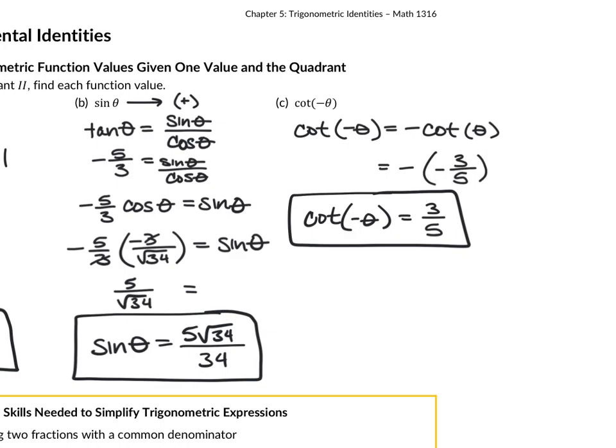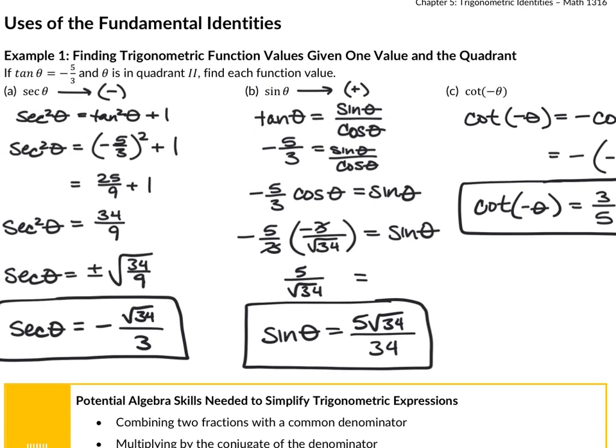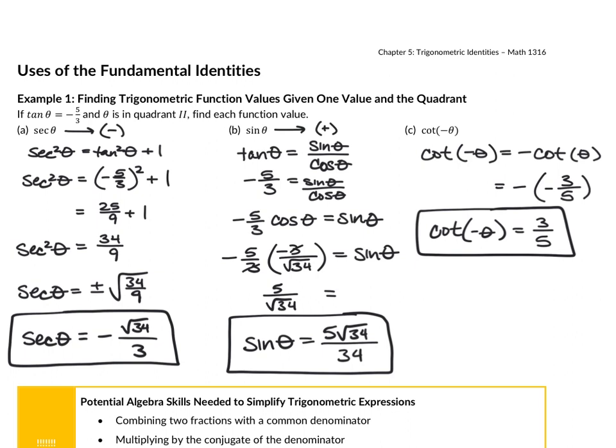So again, in each of these, we just solved for one of the trig values that we had, just like we've done in other chapters. It's just that we related them from the start, from what I want to know to what I was given, tangent, using a Pythagorean identity, the quotient identity, and an even-odd identity.